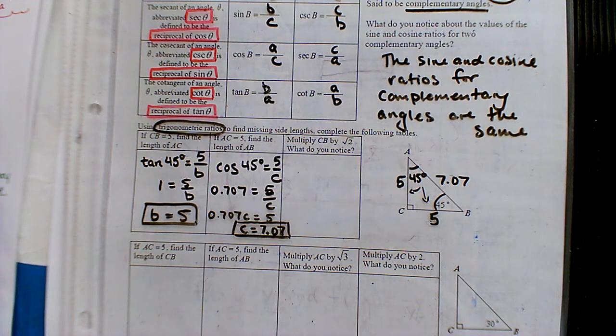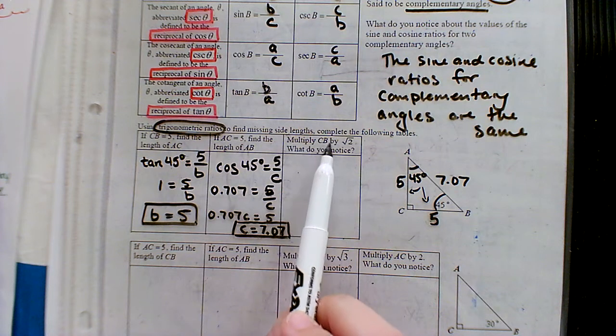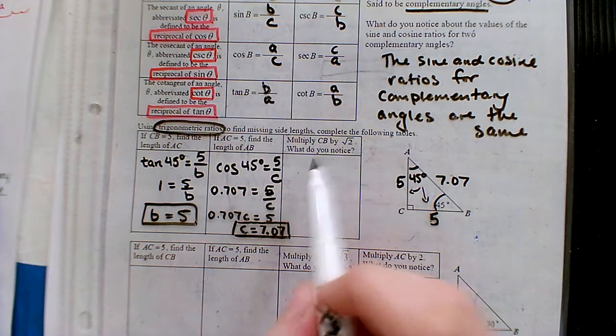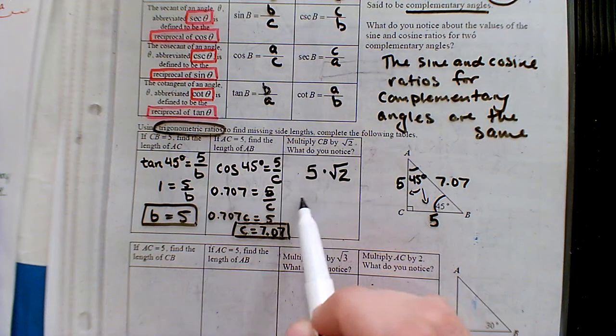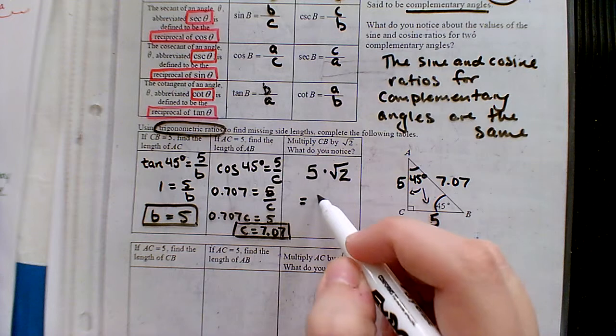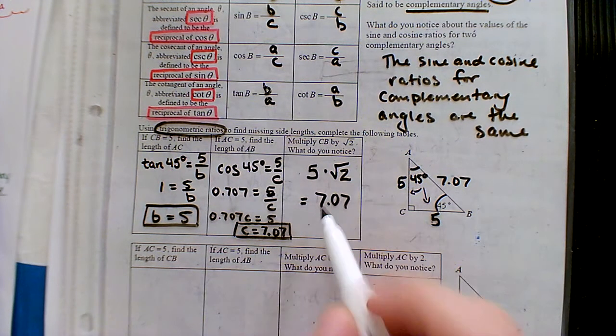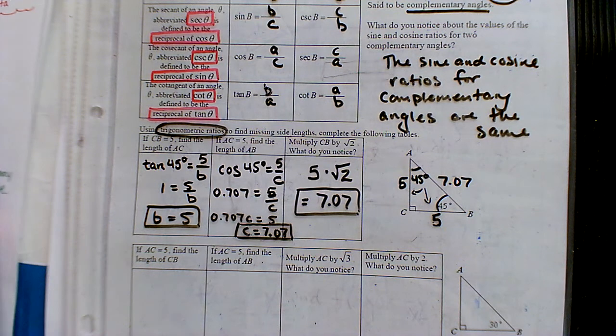So notice how we just completely solved this triangle. We know every single side and we know every single angle. But this last block, we're going to take a look at some unique relationship here. If we were to multiply CB, which we said was 5, by the square root of 2, what would we get? Can we do that on our calculator? We got the hypotenuse, 7.07. Interesting. Okay, we'll talk about that relationship in a little bit. But keep that in the back of our head.